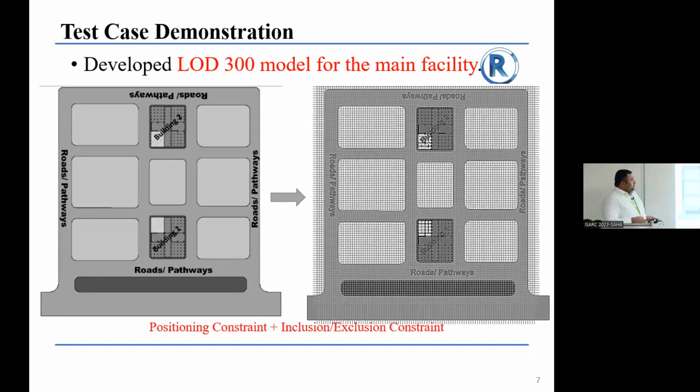To handle the constraints related to position, inclusion and exclusion, we have divided this whole construction site into grids. What I mean by the positioning constraint is that we want a temporary facility to be inside the site, not outside the site boundary. The inclusion and exclusion constraint deals with the positioning of temporary facilities not overlapping the upcoming facility or falling outside the boundary of the site.